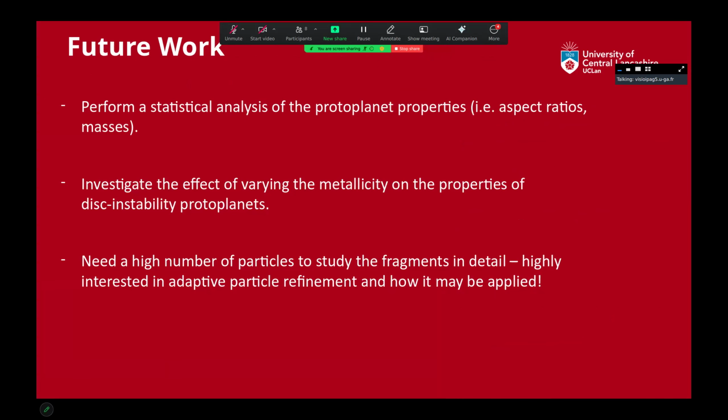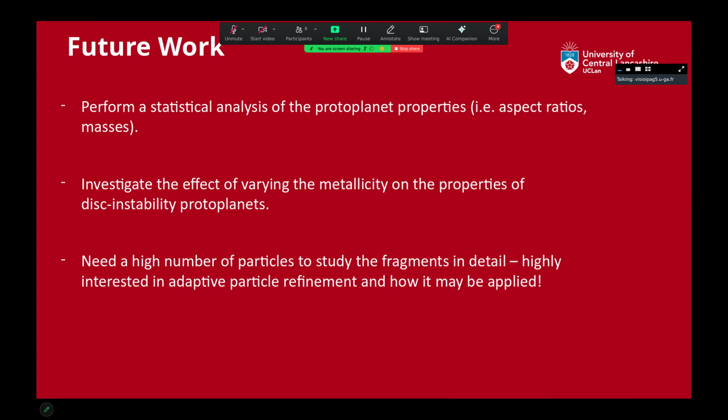I want to perform a statistical analysis of protoplanet properties, focusing in more detail on the aspect ratios and the masses and a few other properties. And then I want to do a similar study again, but looking at the effect of metallicity on the properties of these disc-instability protoplanets. To do all this, as I mentioned already, it's very computationally expensive because I need a very high number of particles to study the fragments in detail.